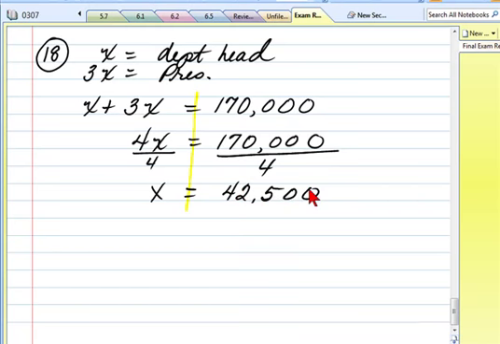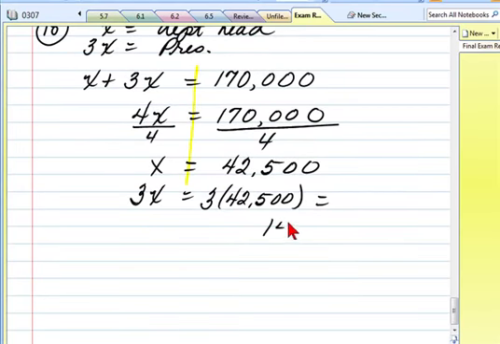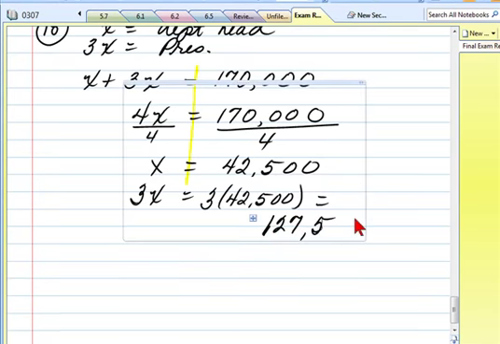And what did you just find? The department head salary. The president is 3x, so it's 3 times 42,500. Or you could have subtracted 42,500 from the 170,000. And the president's in pretty good shape. 127,500. Poor guy.